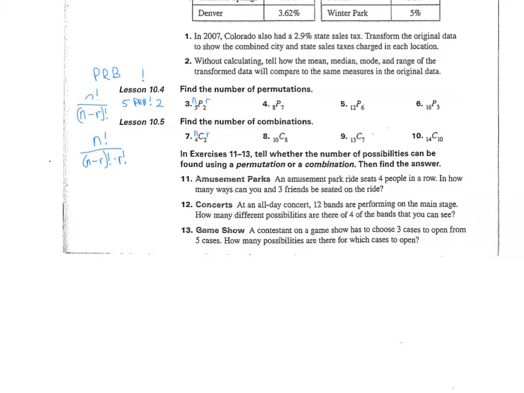That's a combination. Permutation would be the horses are racing. What are all the different ways that they could get first, second, third, fourth? So you're going to do the same thing as you did up here. You're going to do the math the exact same. You just have to determine first if it's a permutation or a combination, and then solve it.